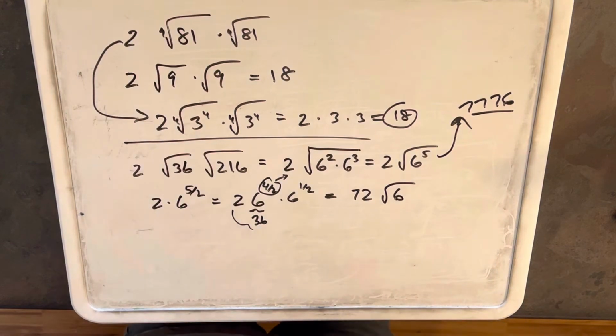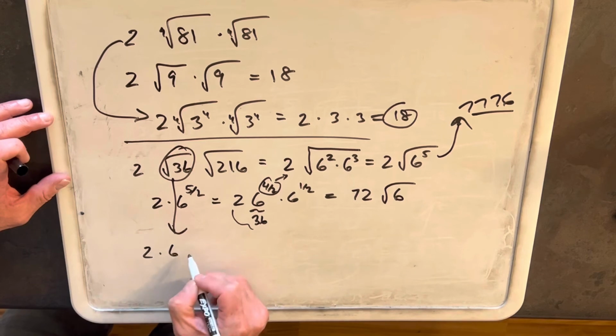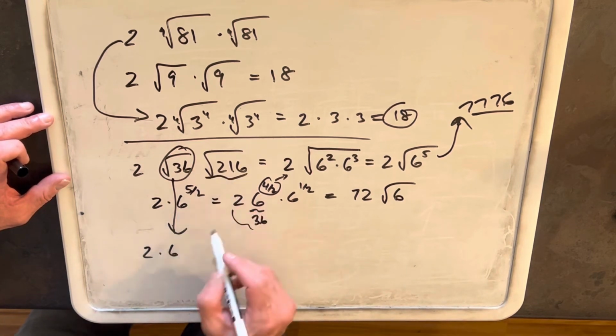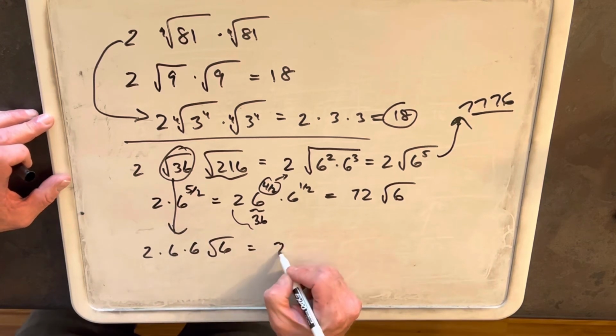There's actually a lot of choices in that one. It'd probably be easier to just take this and call this a 6, right? 2 times 6, then pull a 6 out of this. Yeah, that's way faster to just do it that way.